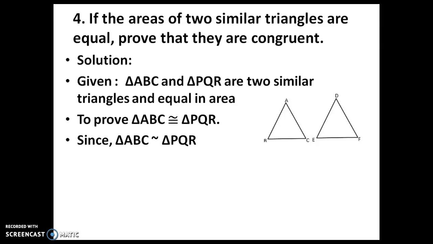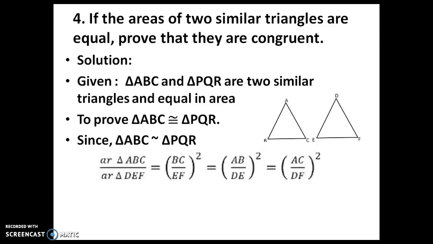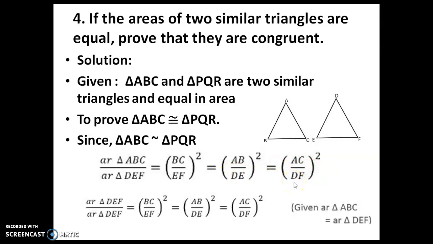Since these two triangles are similar, we can write like this. By the theorem, area of ABC by area of DEF equals the ratio of their corresponding sides, the whole square. Any side it can be, so you can write like this. Next, area of ABC we are going to replace with area of DEF, because it is given that area of ABC is equal to area of DEF. That's why we are replacing.